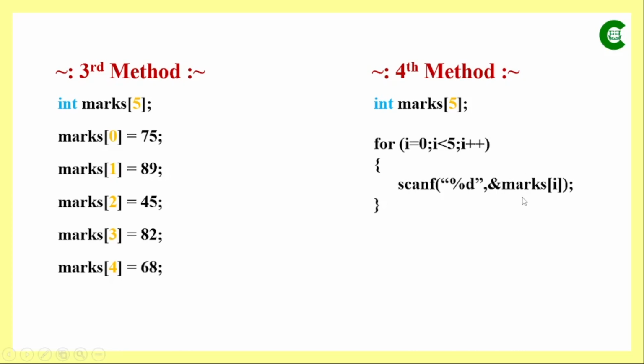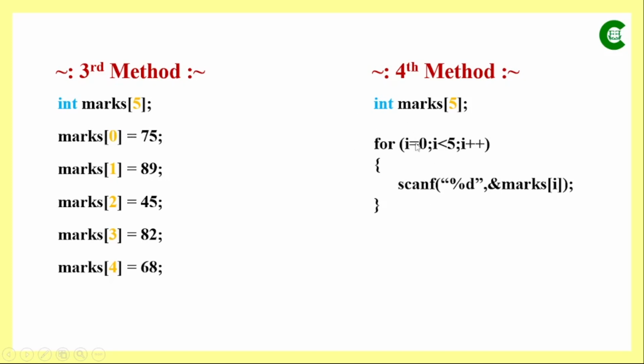Here marks is the one-dimensional integer array, and within this bracket we have mentioned the index or subscript value. So for the first iteration, when the value of i will be 0, it will be marks of 0. That means the first element of that array, and whatever value we supply from the terminal will be stored as the first element of that one-dimensional integer array. That means this will be the same as this initialization.